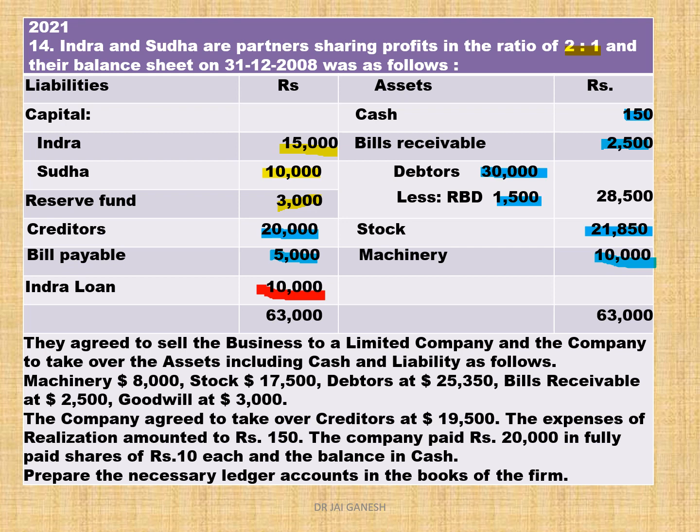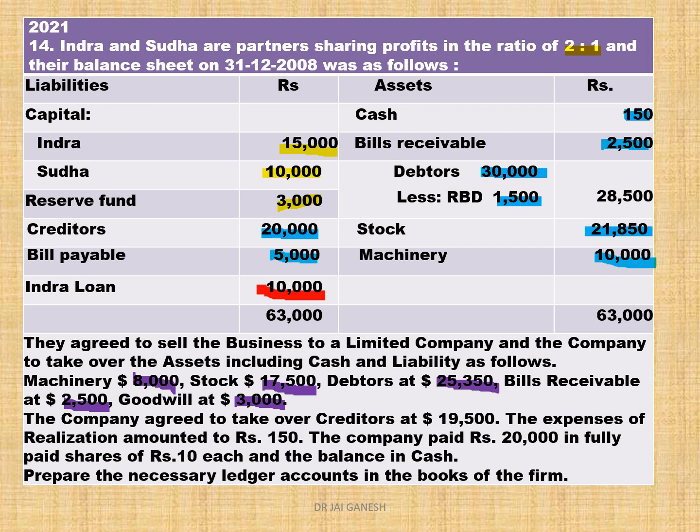They agreed to sell the business to a limited company and the company to take over assets including cash and liability as follows. So cash also taken over. What are the assets taken over by the company? So machinery is taken over rupees 8,000. Clearly mentioned, machinery taken over 8,000 plus stock taken over 17,500 plus debtor taken over 25,350 plus BR taken over 2,500 plus goodwill taken over 3,000 plus cash taken over 150.